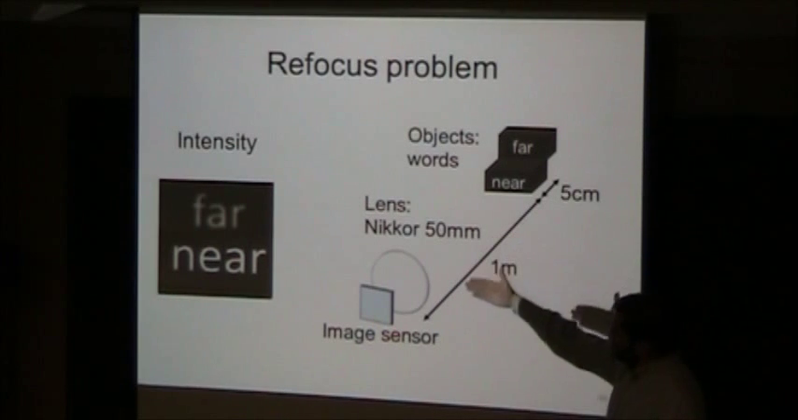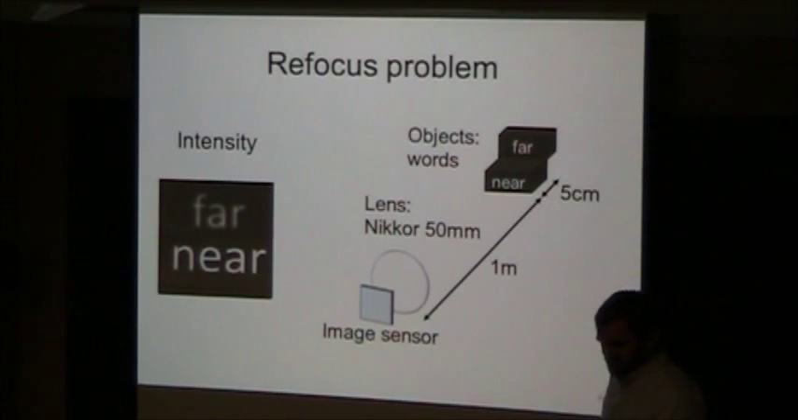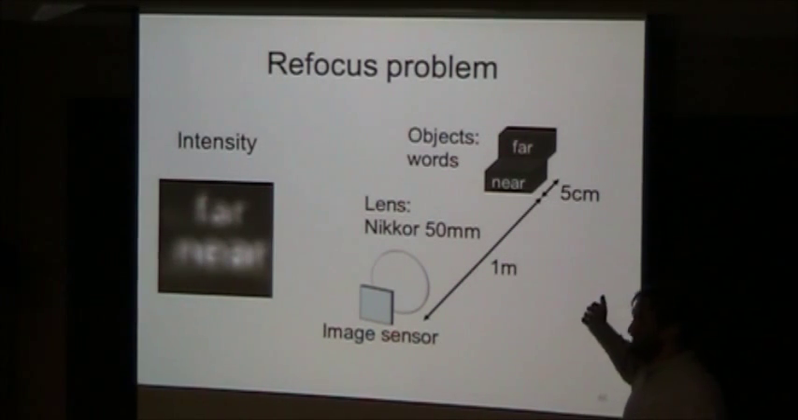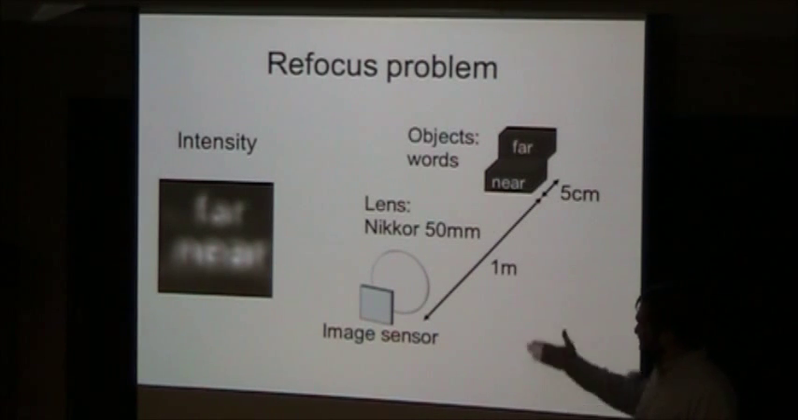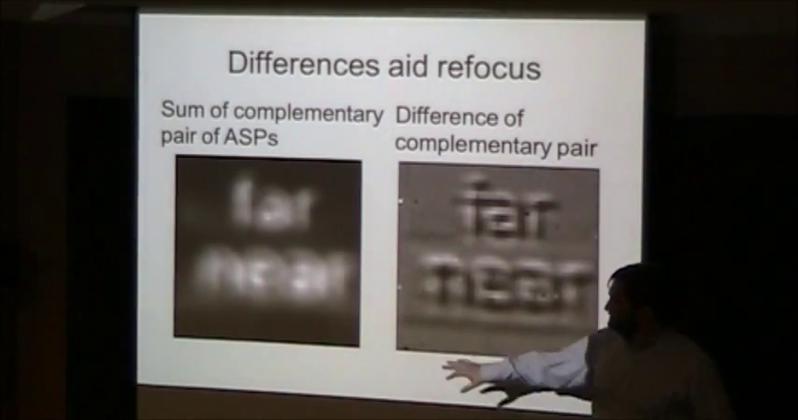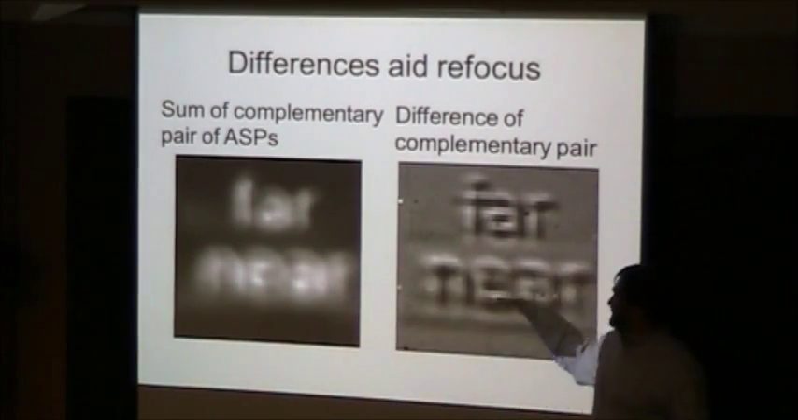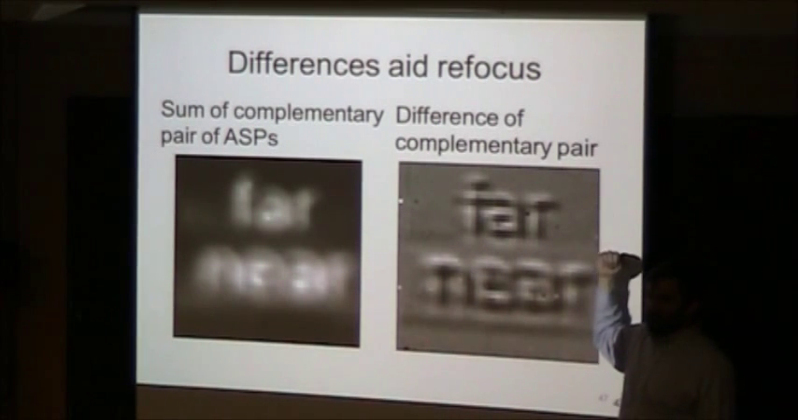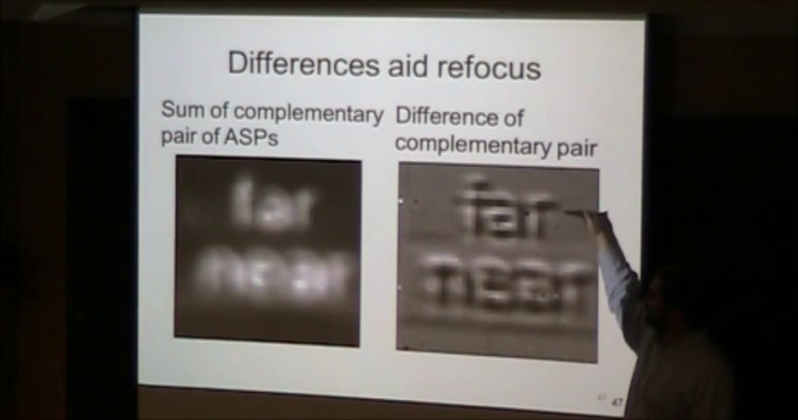We're in focus, so that's just a raw intensity image. You can see our two words. Now we deliberately throw ourselves out of focus by just moving the lens. Now the intensity image is hard to read from. But we have a lot more information. We have the raw intensity information, which is pretty coarse, but we also have all of these different differences that are angle sensitive.